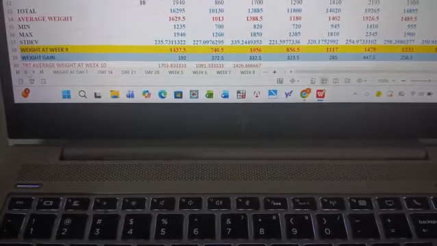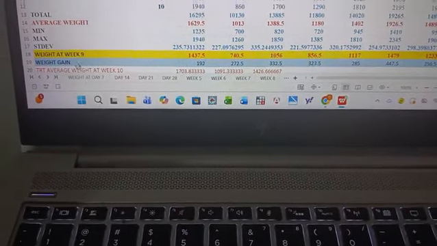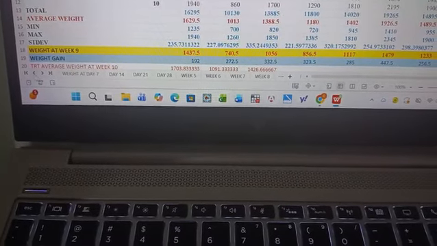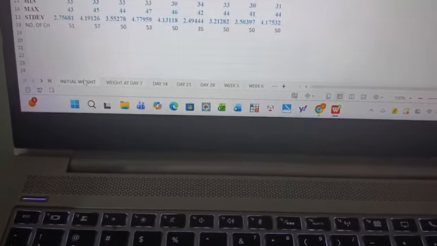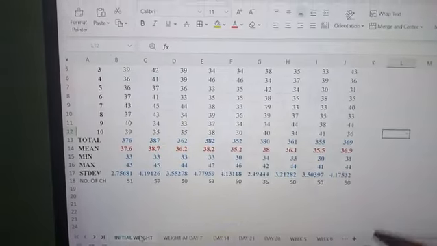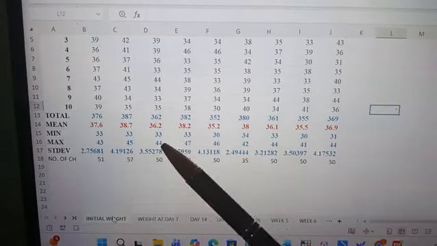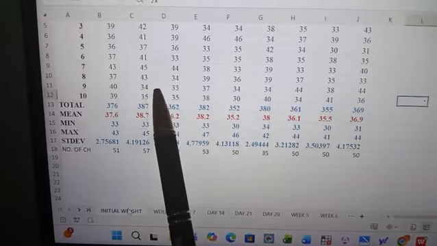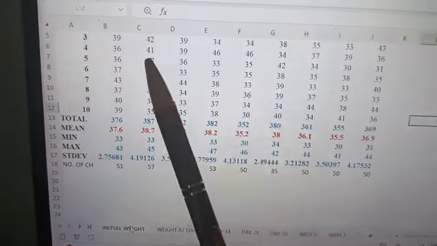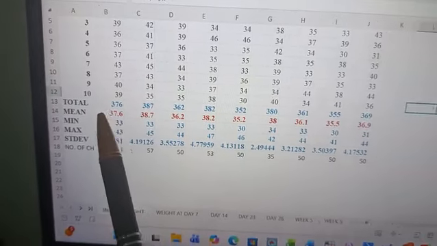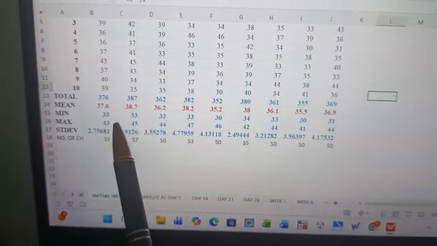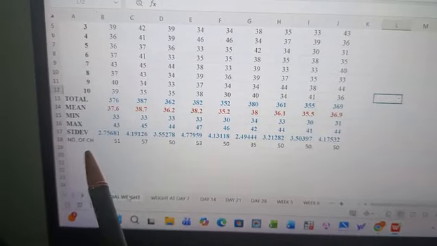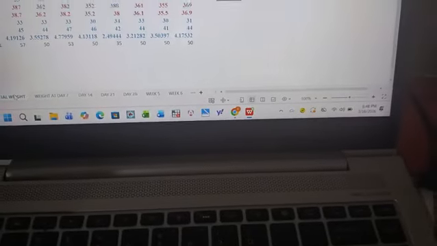If I can just come back here, this is data for weight at week 7. Let's see the initial weight. This is the initial weight. Let's see how it looks. Yes, this is data for the first week, and because it was the first day, the chicks had not consumed any feed, so we are just able to take the total weight, the mean, the minimum, the maximum, the standard deviation, and the number of chicks, of course, per treatment.